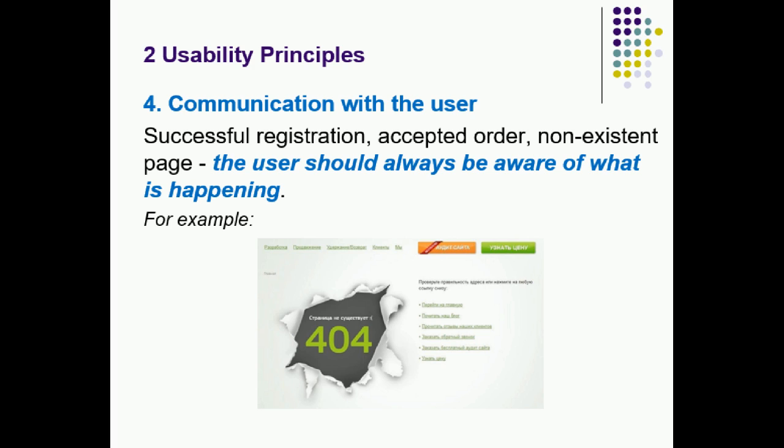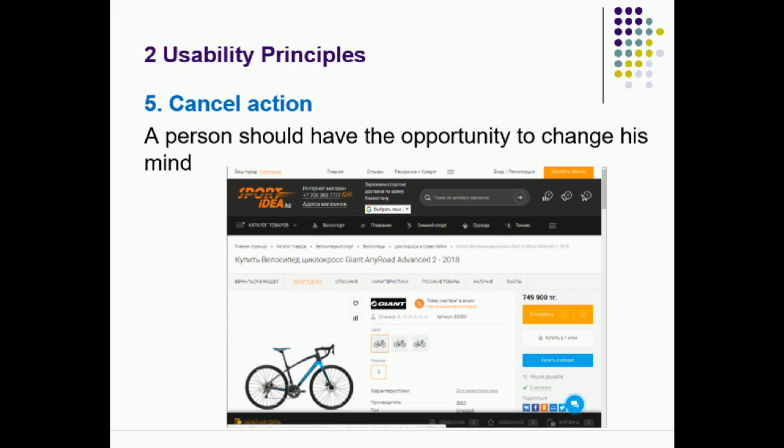Next, communication with the user. Successful registration, accepted order, non-existent page. The user should always be aware of what is happening. Next, cancel action. A person should have the opportunity to change his mind. For example, the VKontakte social network allows you to restore an entire page after it's deleted. Some online stores let you change or delete the order after placing it, and adjust the delivery and payment methods.